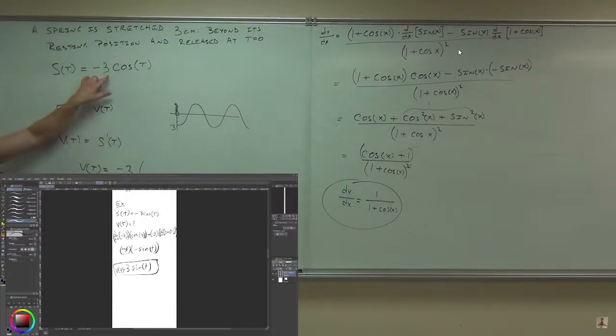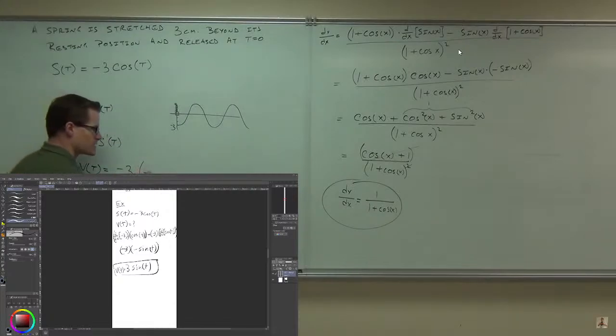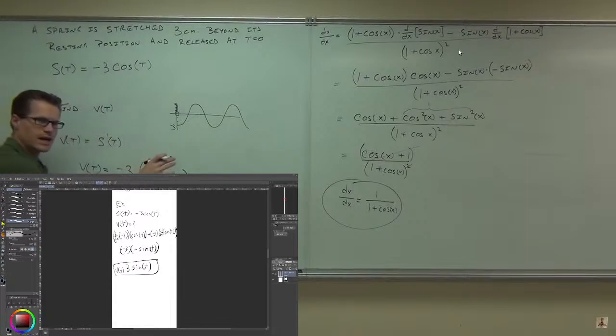What's the derivative of cosine of t? Can you tell me what that is? So -3 times negative sine t. I'm showing you a little extra step so that you can see what's actually going on here. -3 times negative sine of t. What's that going to give you? 3 sine t.